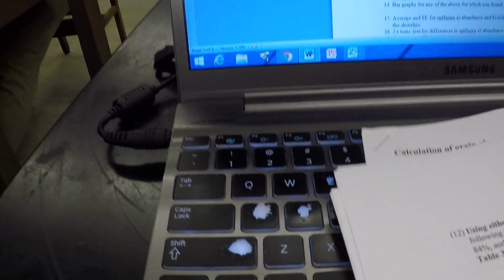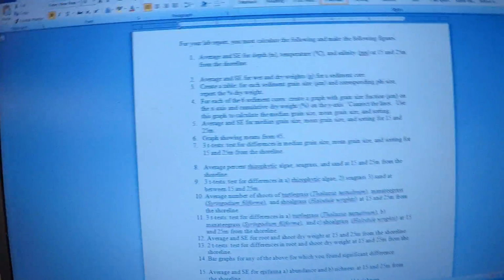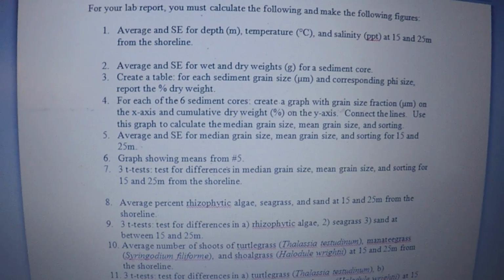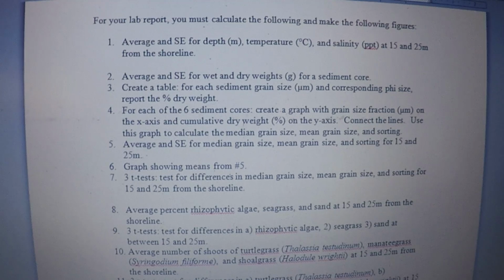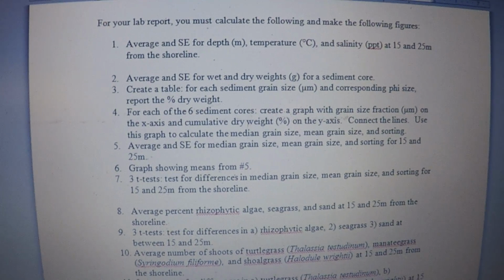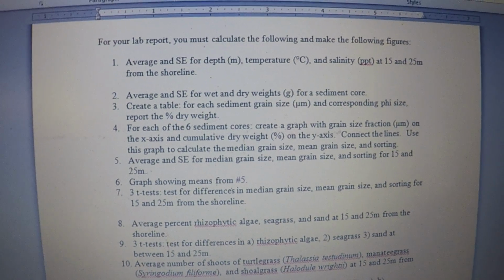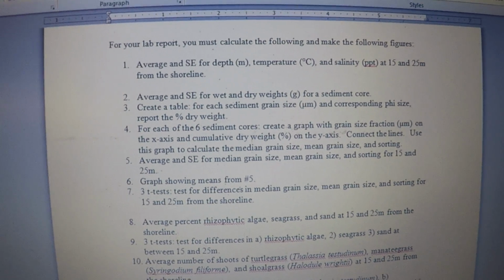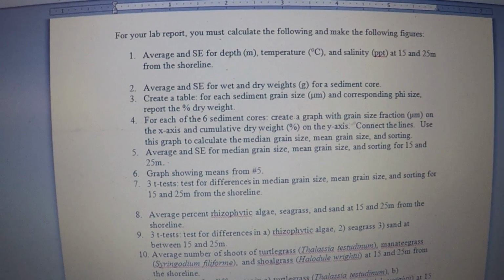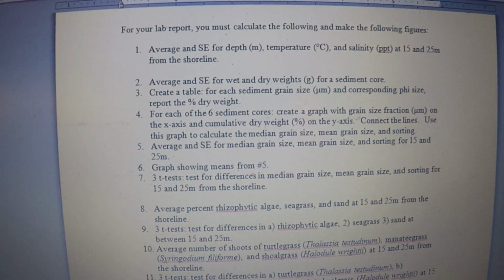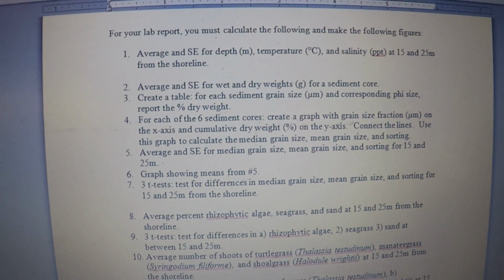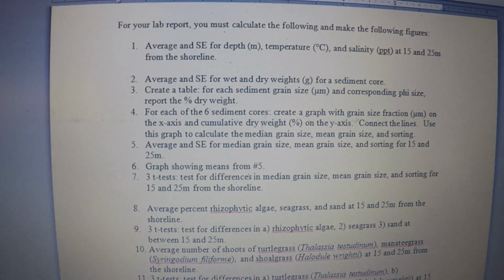Okay, so let's get back to the guidelines. Let me see where I am in the guidelines. Number 5, determine an average and standard error for the median grain size, the mean grain size, and sorting for 15 and for 25. So you'll have 3 median grain sizes at 15 and 3 at 25, and again, you'll go ahead and determine your averages and standard deviations.